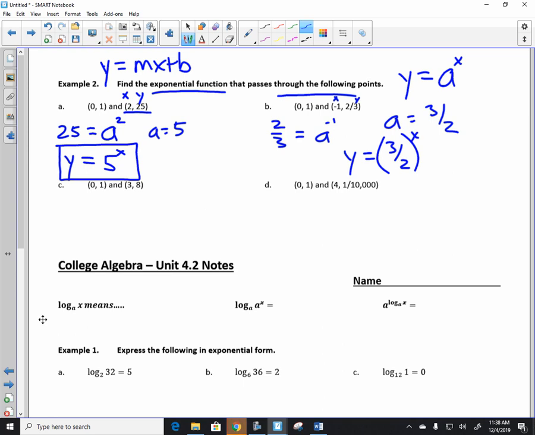You try letters C and D on your own. Go. For letter C, you should get a is equal to 2. And so you get y is equal to 2 to the x.